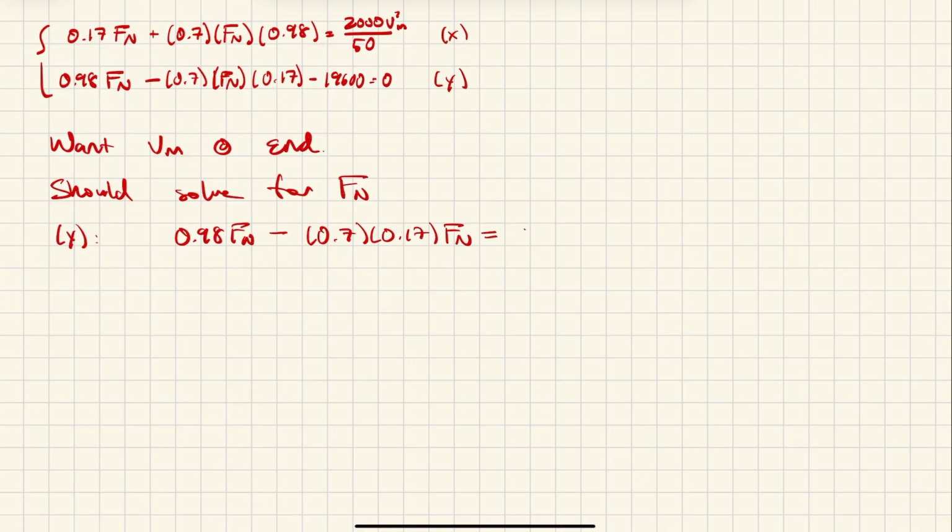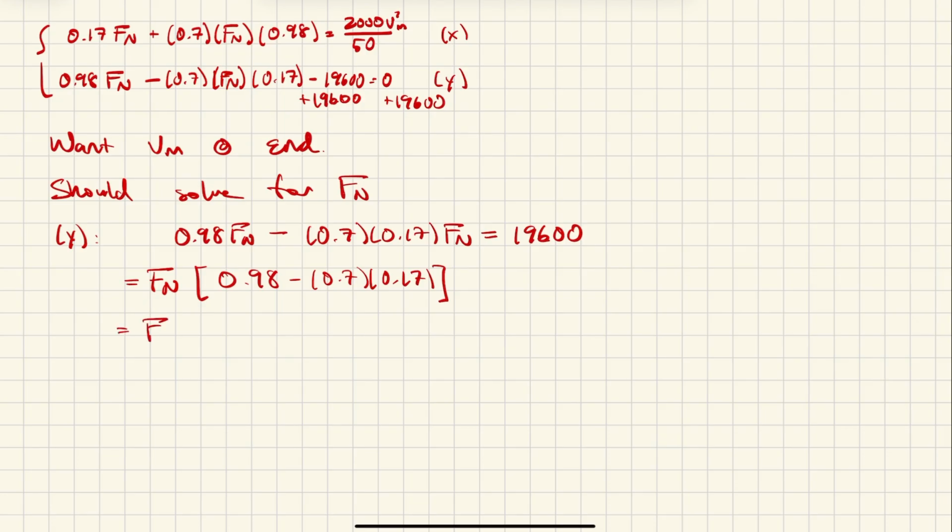And I'm going to add 19,600 to both sides so that I can collect my constants on the right-hand side, or really just this one constant. Okay, then what I can recognize is that I can factor out an Fn from both of these terms on the left-hand side. And the inside of this square brace becomes 0.98 minus 0.7 times 0.17. And so numerically, this turns out to be Fn times 0.98 minus about 0.12.